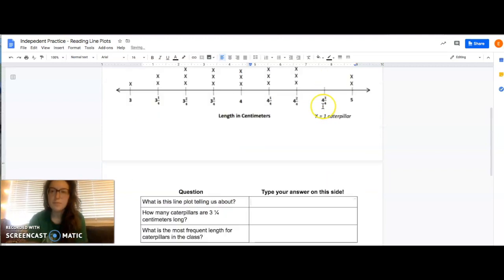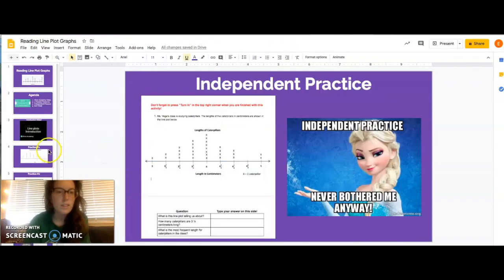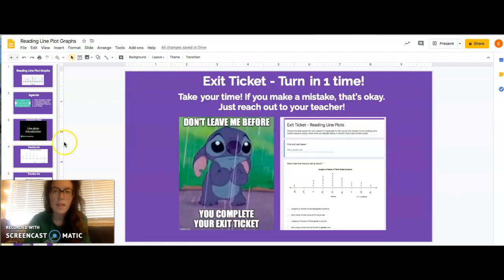All right. Then when you're finished with that, you're going to go on to your exit ticket. Now, please make sure that you turn in your exit ticket only 1 time. Take your time while you're working on it. If you make a mistake, that's okay. Just reach out to your teacher, but you don't need to submit it 2, 3, or 4 times. Just 1 time is good for us.